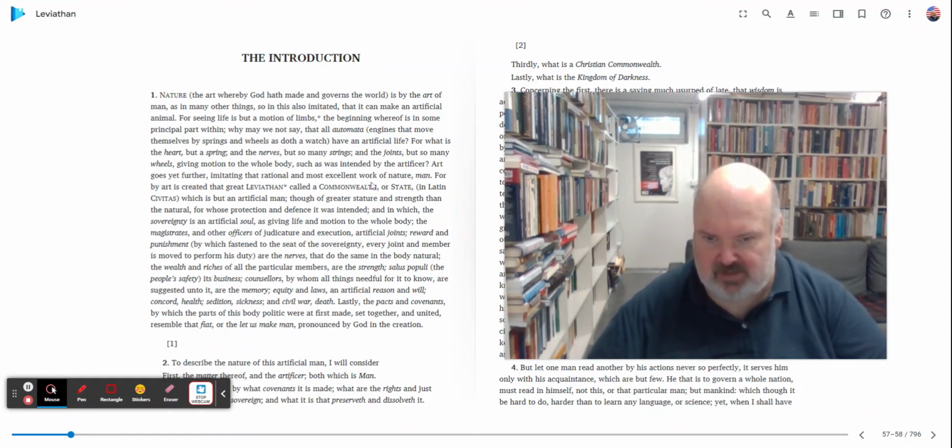In other words, the work of nature, man. For by art is created that great Leviathan, called a commonwealth, or state, in Latin civitas, which is but an artificial man.